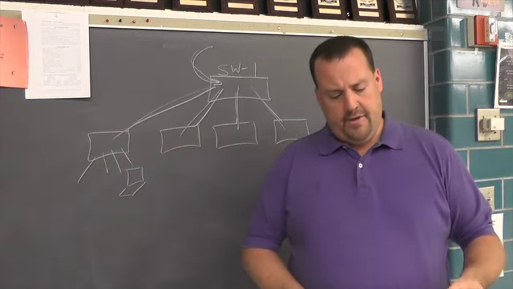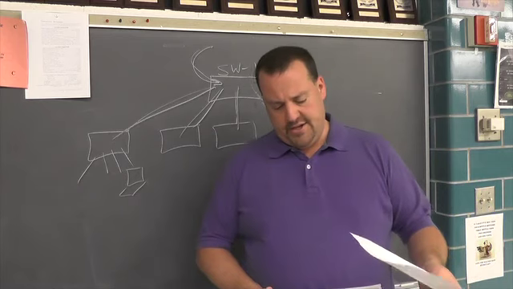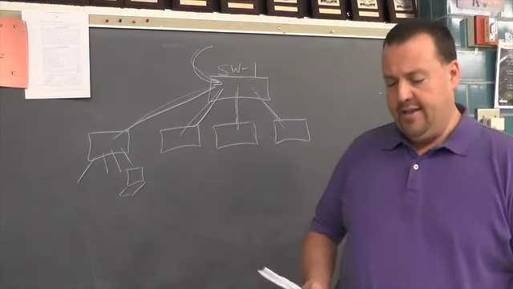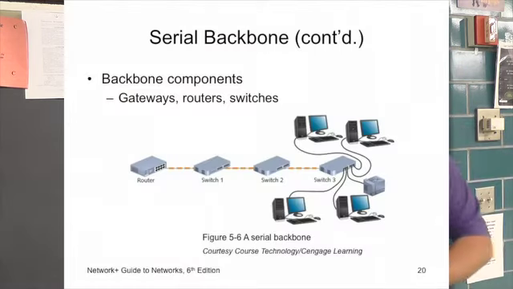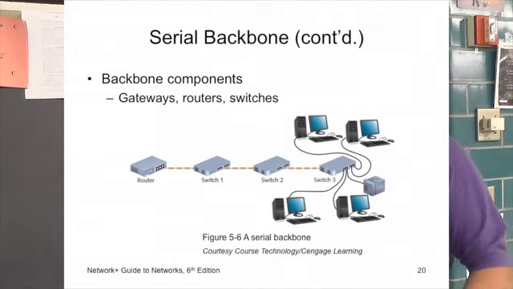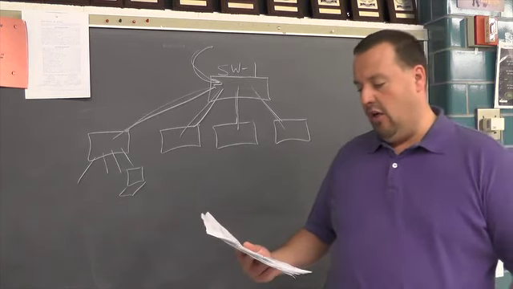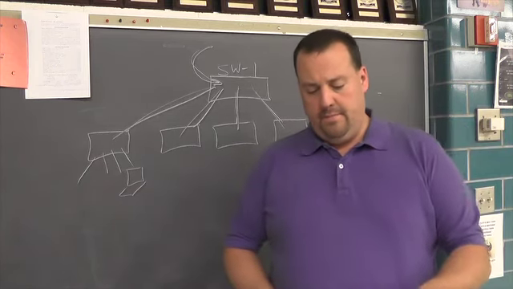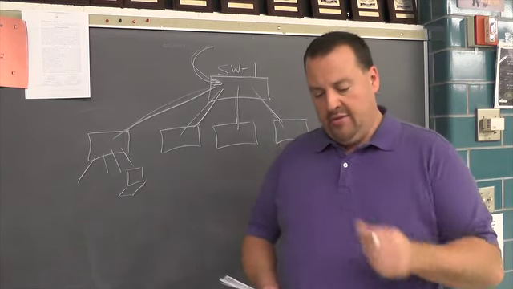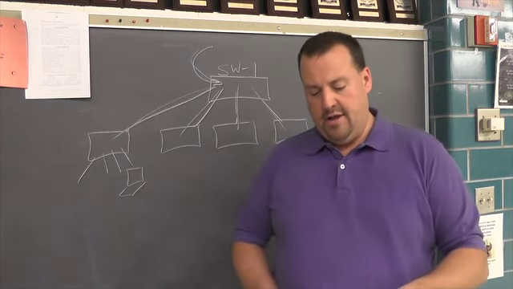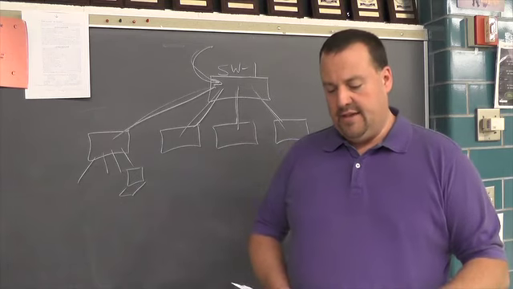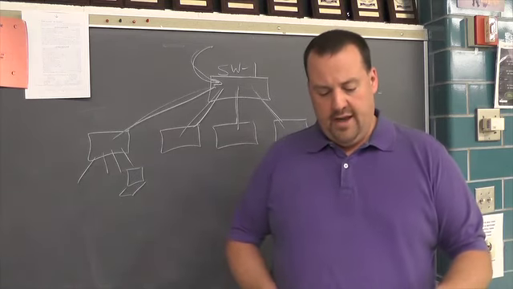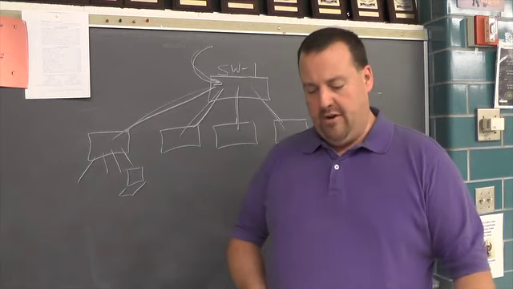Now here's some other sketches that I'll put up on the screen here. The serial backbone, it's the simplest backbone. It's just two or more devices connected using one single medium. So you could go from your router to a switch to another switch to another switch, and it follows a serial layout. Serial connections limit the distance, the span between each one, and they're not used in modern networks.